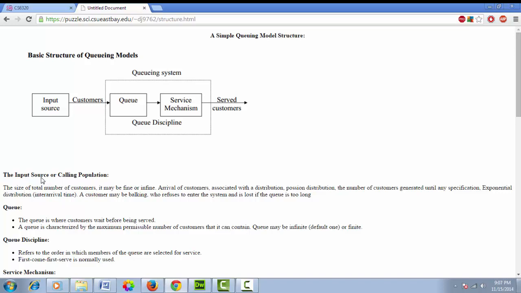What is a queue? Queue is where customers wait before being served. Queue may be infinite or finite. What is queue discipline? Queue discipline is the order in which members of the queue are selected for service. So it has a criteria. First come first serve is normally used.